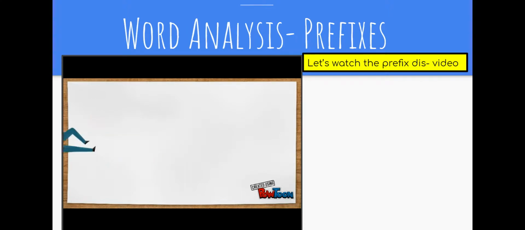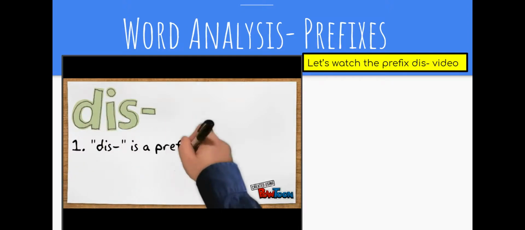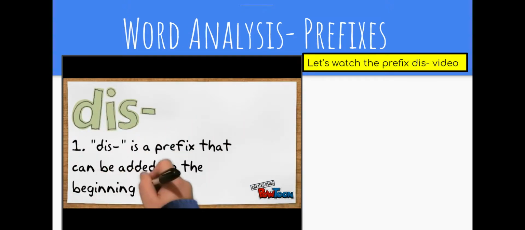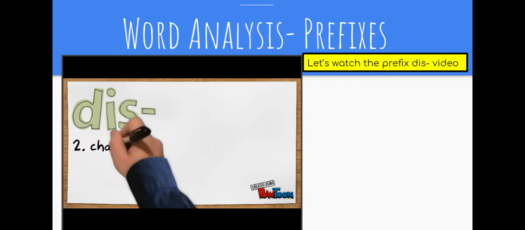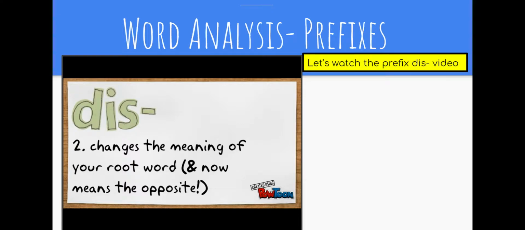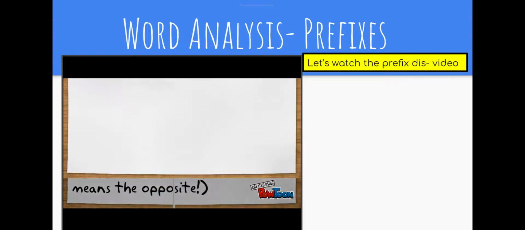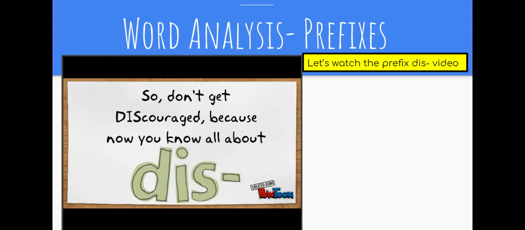So instead, here are a few main things to remember about the prefix dis. First thing to remember, dis is a prefix, which means it can be added to the beginning of many words. Remember, I say many because not all words make sense when using the prefix dis. And second, when we add the prefix dis to the beginning of a word, it changes that word's meaning, and now it means the complete opposite. So, don't get discouraged anymore because now you know all about the prefix dis.